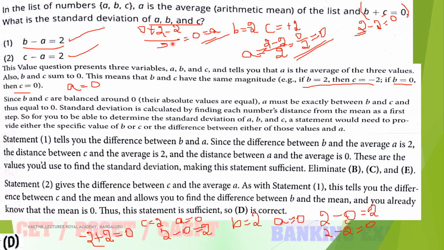So I hope all of you understood. So in the list, what is given? A, B, C. The values of A, B, C we don't know.